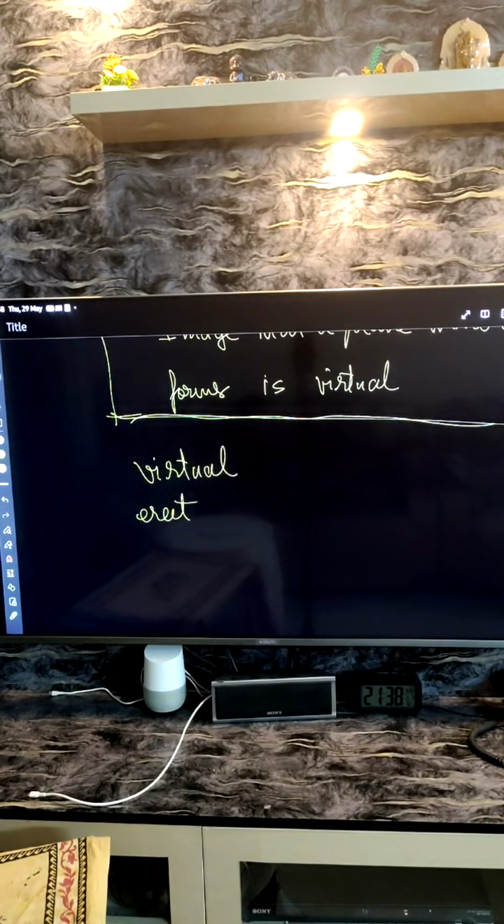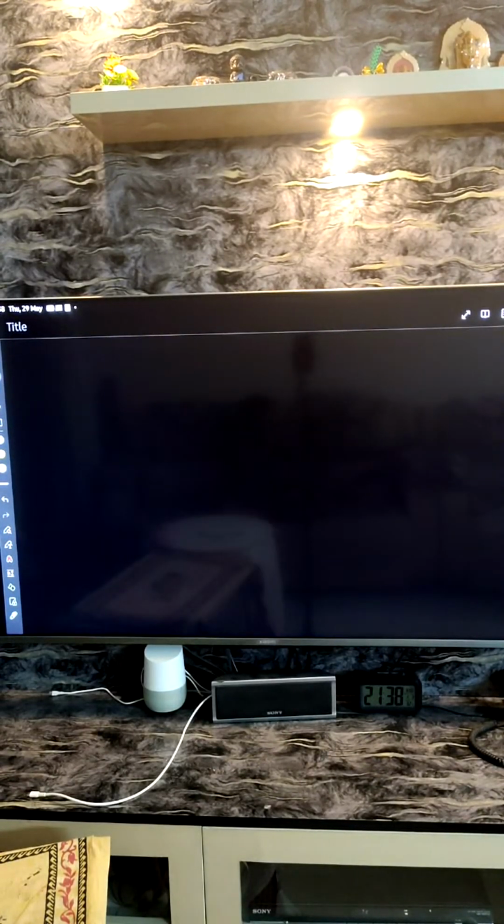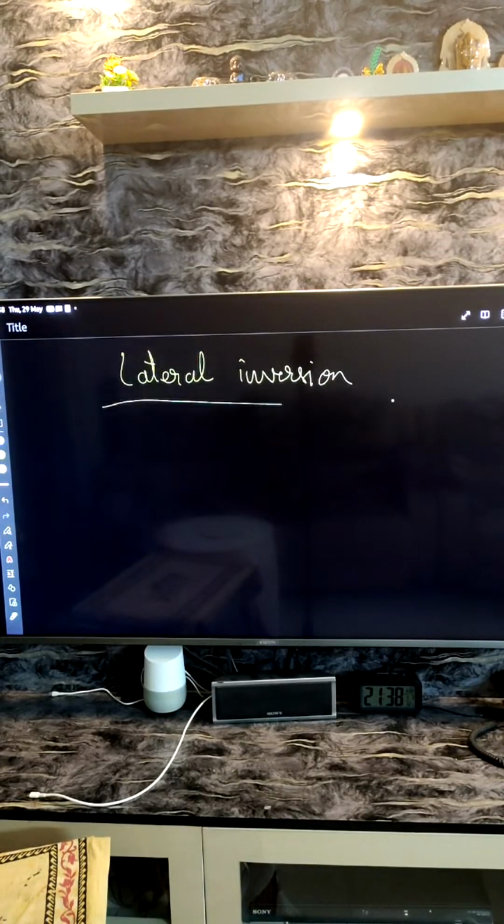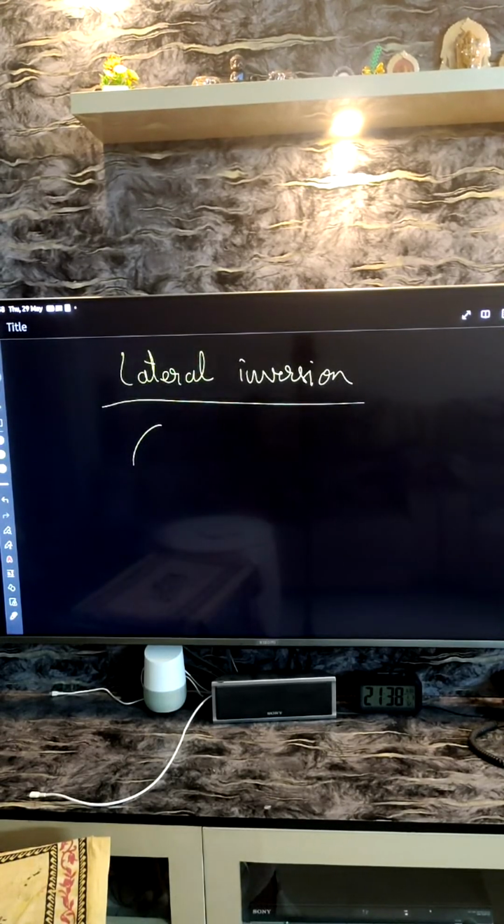Now let us move on to the lateral inversion. It's another property of the image formed by plane mirror, and it means that there is an interchange of left and right. Whenever you stand in front of the mirror, when you raise your right hand, your image always raises the left hand. This is because of lateral inversion, and there is an interchange between left and right.